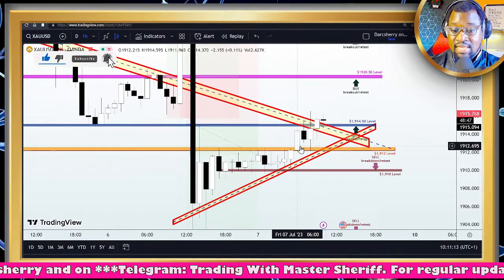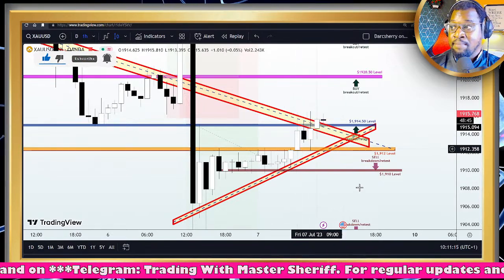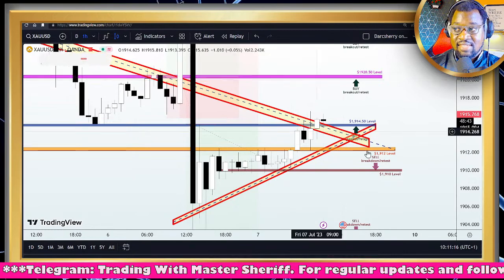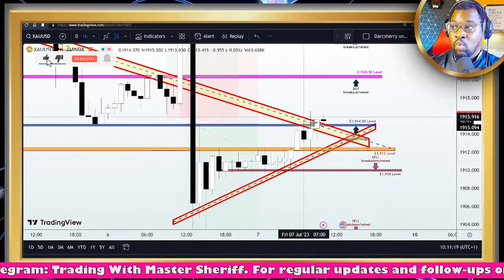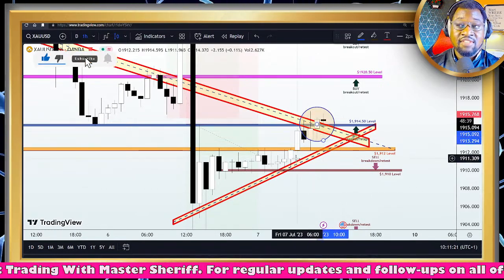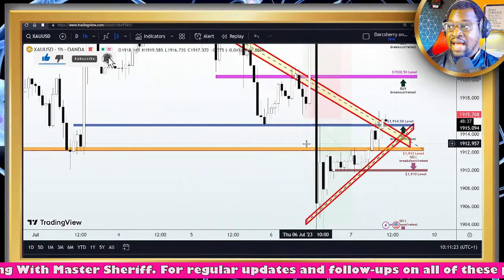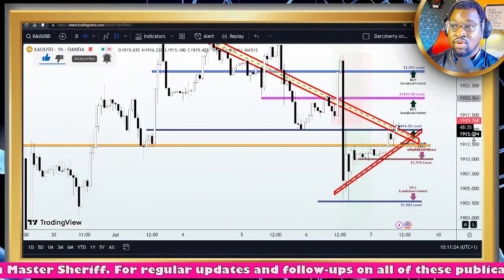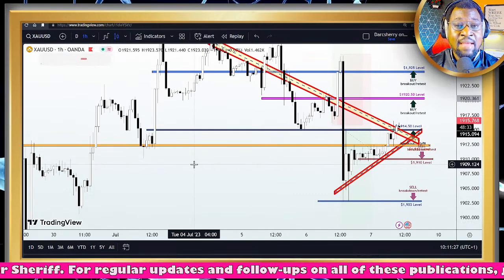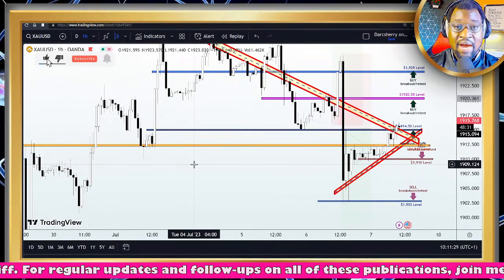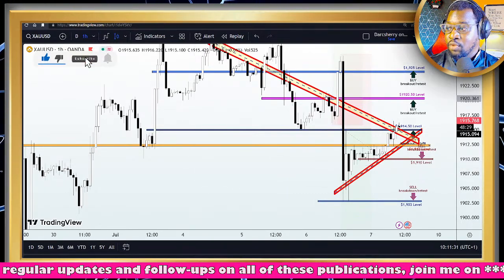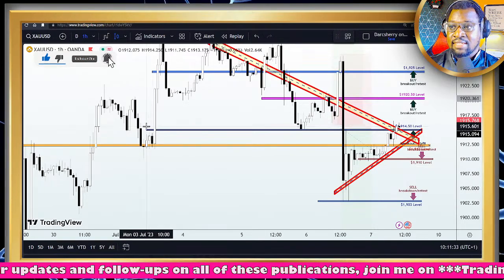So we are going to see if the price will remain above both the descending trend line and of course the $1,914.50 level. And please don't forget how the $1,914.50 level has been a major determinant of buying power since the beginning of the week. So look at what happened here since the beginning of the week.